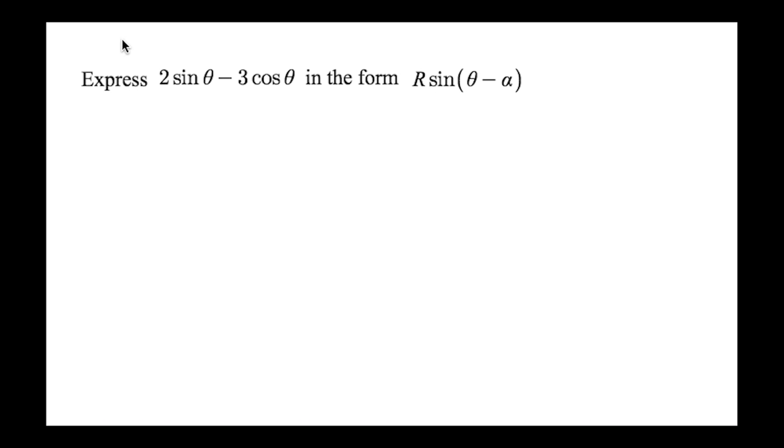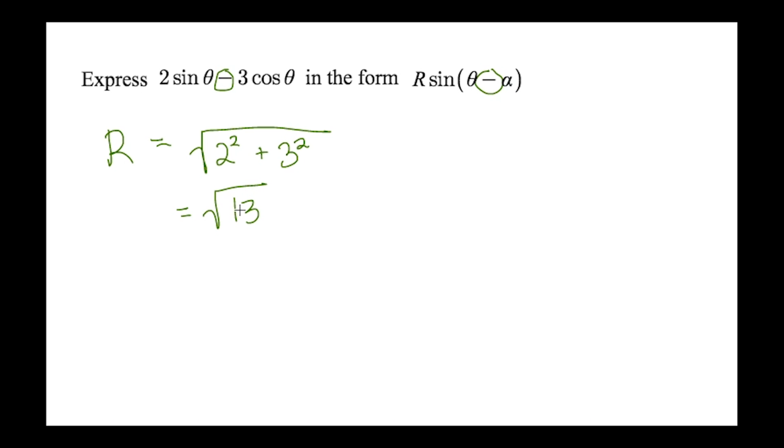So here's our first example. It says express 2 sine theta minus 3 cosine theta in the form R sine of theta minus alpha. Since there's a negative in the middle here and we're starting with sine, we're still going to keep the negative over here. In order to find R, we'll take the square root of 2 squared plus 3 squared, which is the square root of 13, and you want to leave that in radical form. Very often, your R will be a radical.